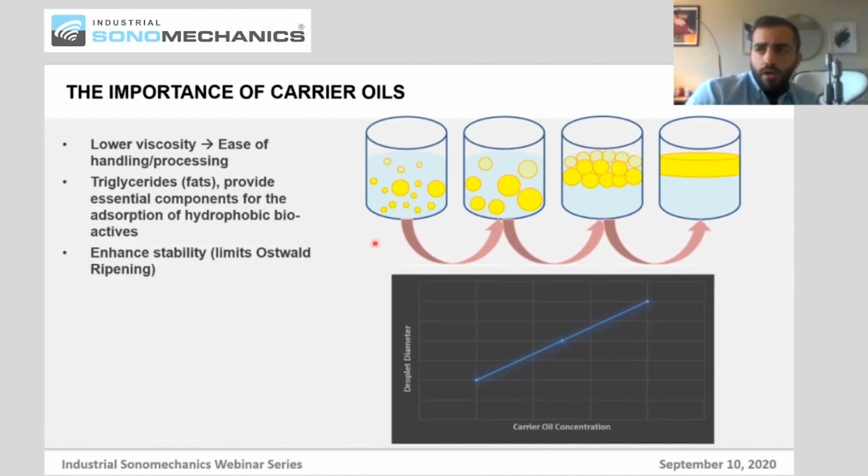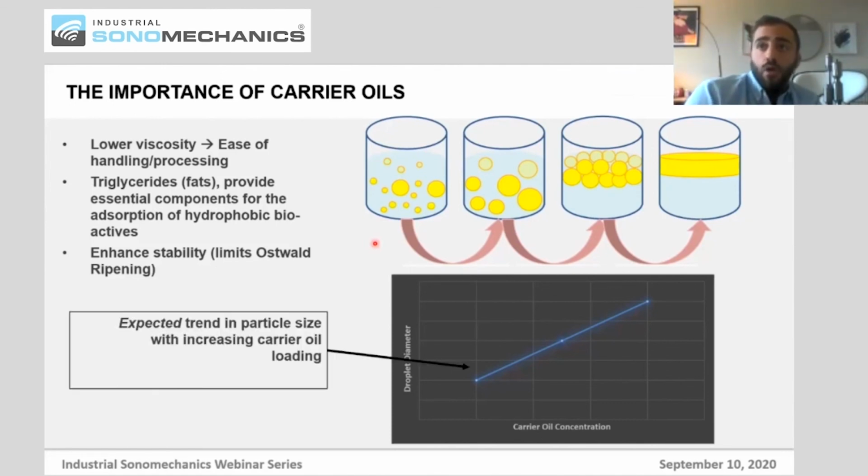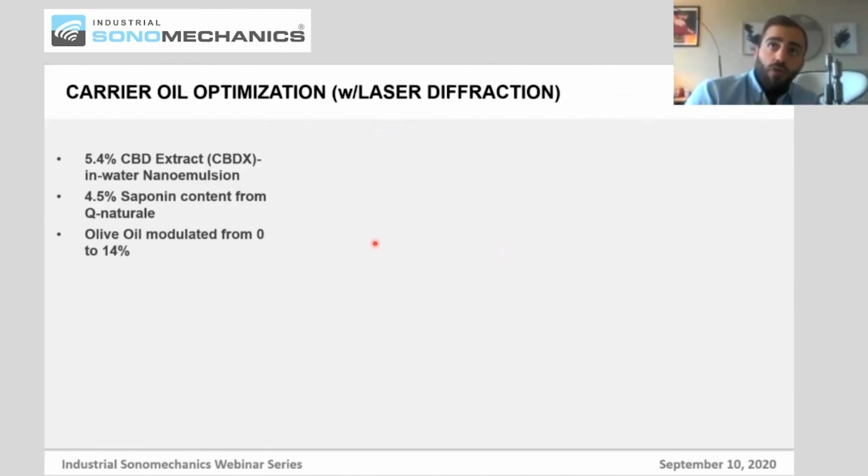However, it would make sense that as we're increasing the amount of oil in our nanoemulsion system, we are creating more and more surface for the surfactants to coat. And if we're keeping a constant amount of surfactants, we would expect that as we increase our carrier oil concentration, we're going to see an increase in particle size. So we wanted to look into this for a CBD extract in water nanoemulsion.